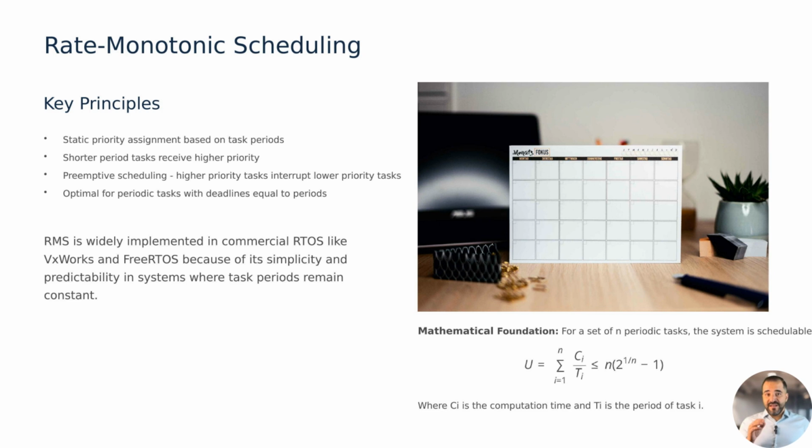and the world. However, RMS isn't without drawbacks. It only works optimally when task deadlines match their periods, and it's less efficient for aperiodic or sporadic task sets. Still, its simplicity and strong analytical foundation make it a go-to scheduling method in many real-time systems.